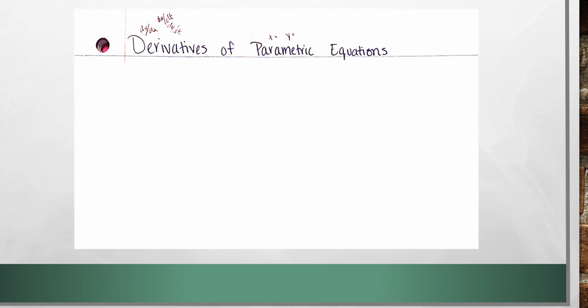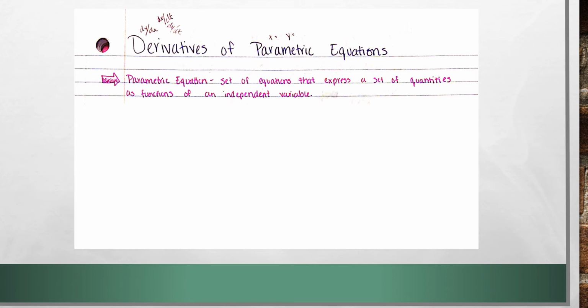Derivatives of parametric equations. A parametric equation is a set of equations that express a set of quantities as functions of an independent variable. These are different from regular functions because our x and y are going to be completely separate equations. So we're going to be given a set of parametric equations which consists of x of t equals whatever the function is, and y of t equals whatever that function may be.